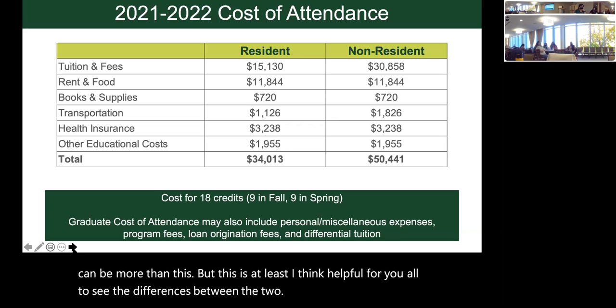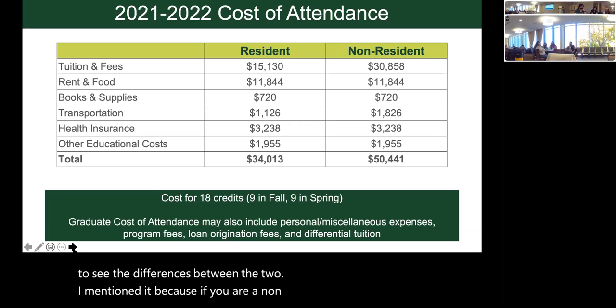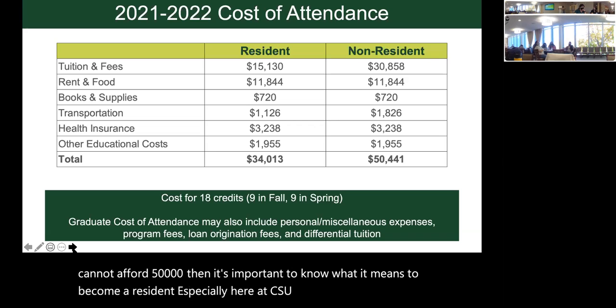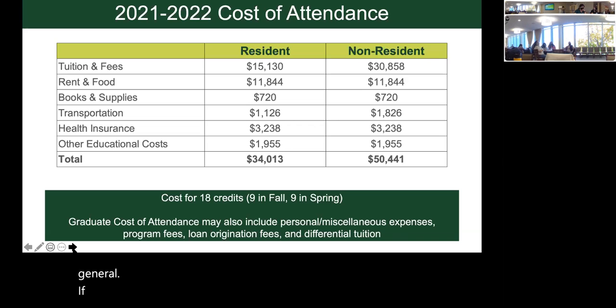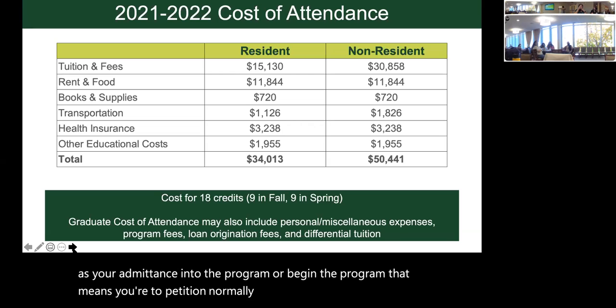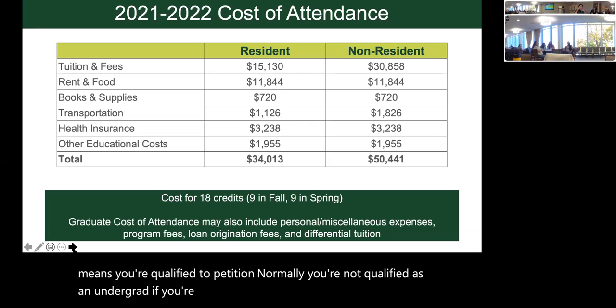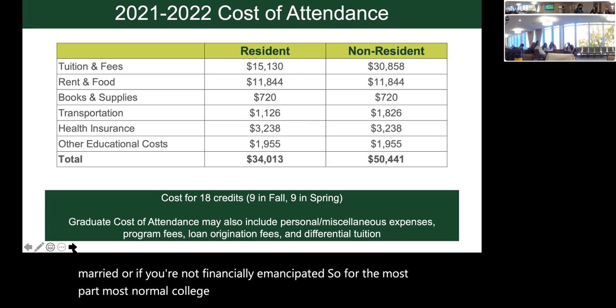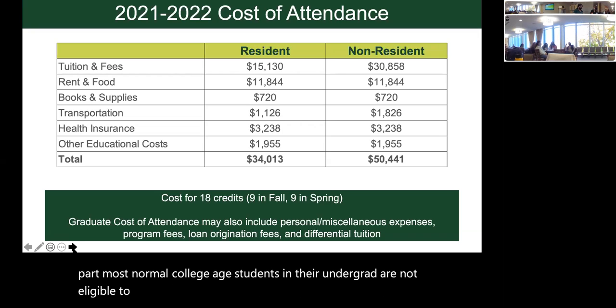I mention it because if you are a non-resident and you're like, I cannot afford $50,000, then it's important to know what it means to become a resident, especially here at CSU or just in Colorado in general. If you all are pursuing graduate school at CSU, that means as soon as you're admitted into the program or begin the program, that means you're qualified to petition. Normally, you're not qualified as an undergrad if you're younger than, I believe, 23, if you're not married, or if you're not financially emancipated. So for the most part, most normal college age students in their undergrad are not eligible to petition unless a parent moves here as well.